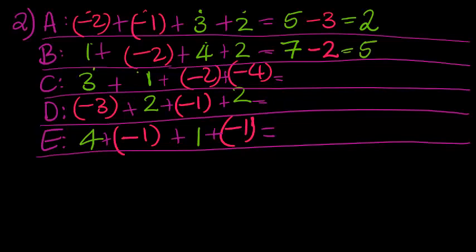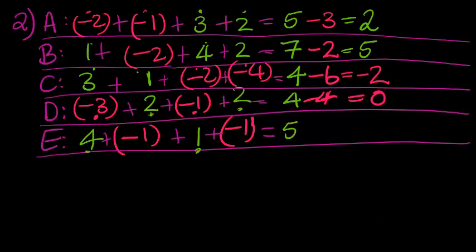3 plus 1 is 4. And then I have -2 minus 4. That's -6. 4 minus 6 is going to be -2. -2 is my final answer for C. Question D, I've got 2 plus 2 is 4. Then I've got -3 minus 1 is -4. So my answer there is 0. And for E, I've got 4 plus 1, it's 5. Then I've got -1 minus 1 is -2. 5 minus 2 equals 3.